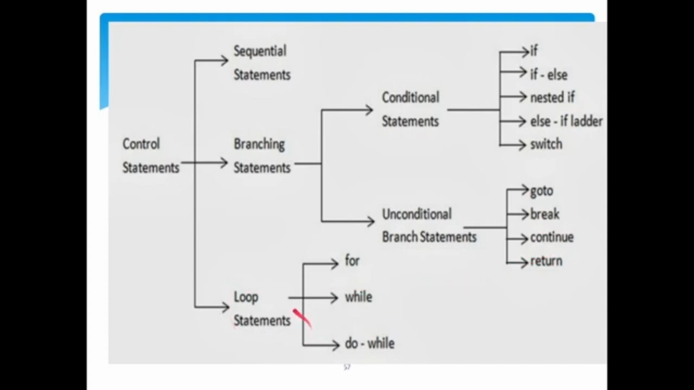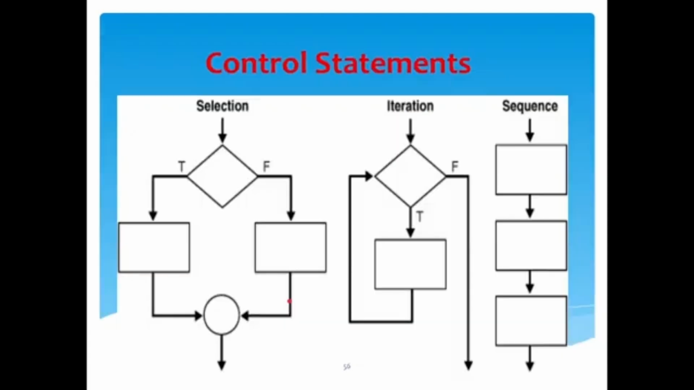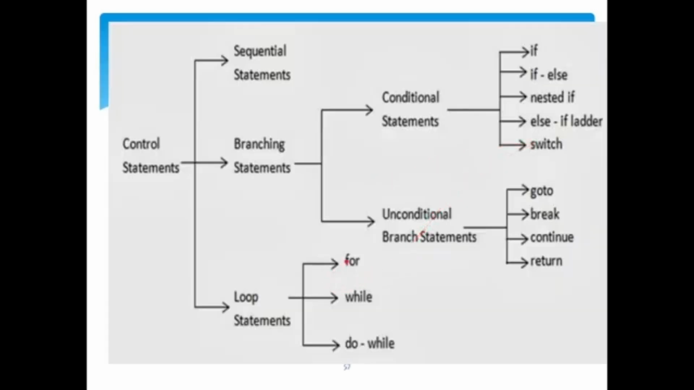And loop statements. Okay, so the one before, this iteration, this is a loop where you are running the loop again and again. Loop statements are of 3 types: for loop, while loop and do while loop. So let us learn about them briefly one by one.